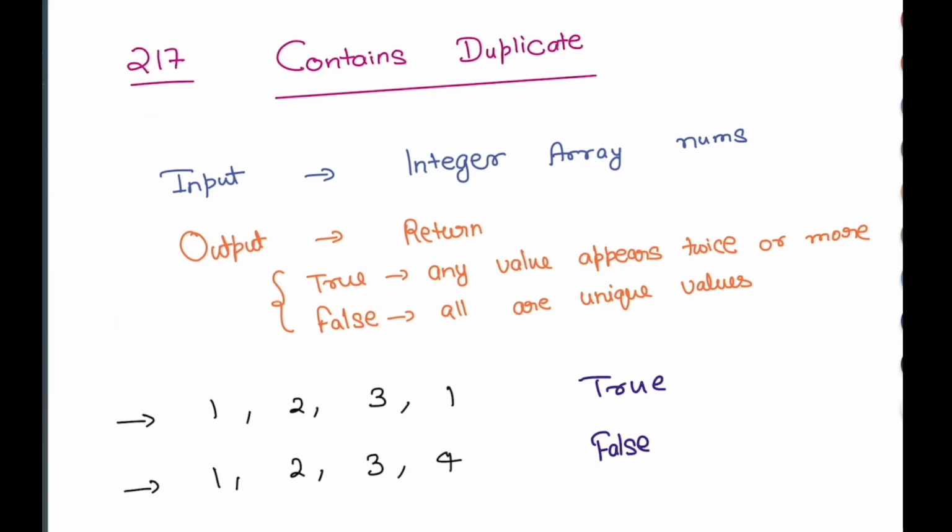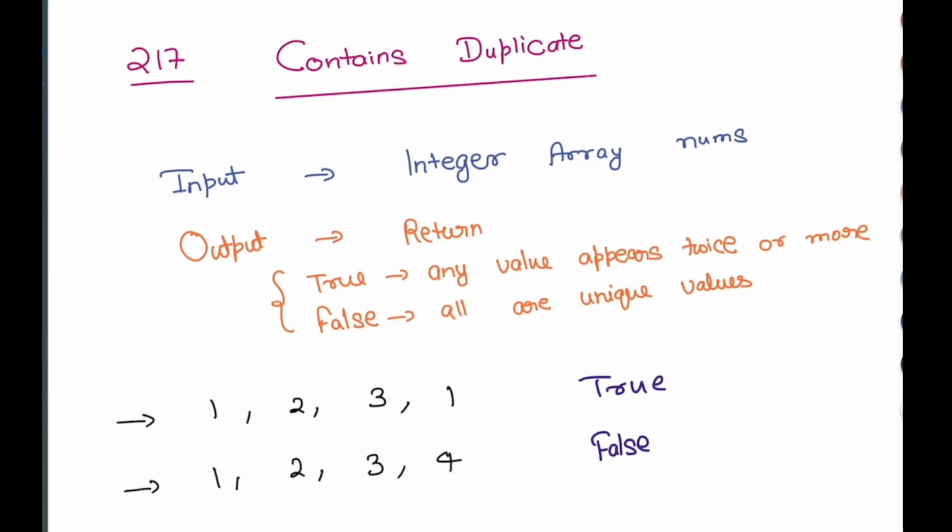In this problem, we are given an input, an integer array, and let us call it nums. The problem statement says that given an integer array nums, return true if any value appears at least twice in the array and return false if every element is unique. So basically we need to return true in case any value in our integer array nums appears twice or more, that is at least 2 times. But if all the values are unique in our given integer array nums, then you can return false.